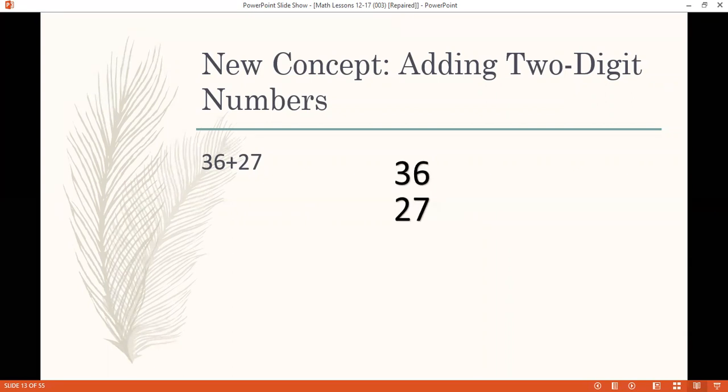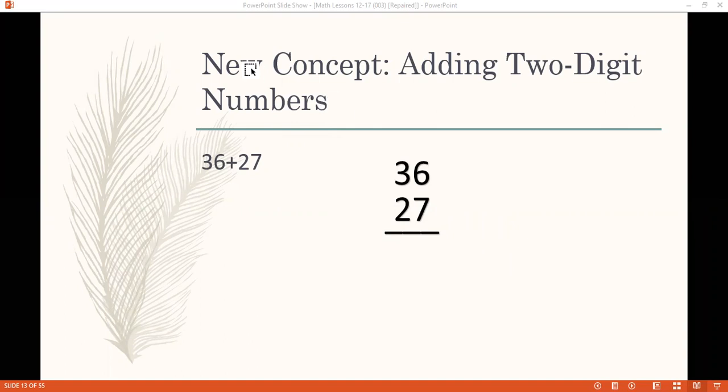And when we're adding 2 or 3-digit numbers, we always want to add vertically. This here is vertically. They're up and down. So it helps us reach our answer or our sum. So under 36, we'll write 27.